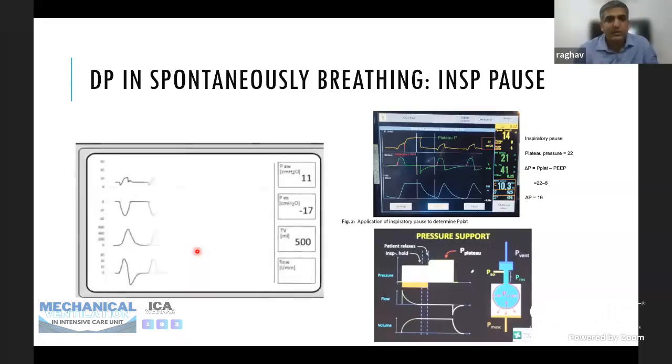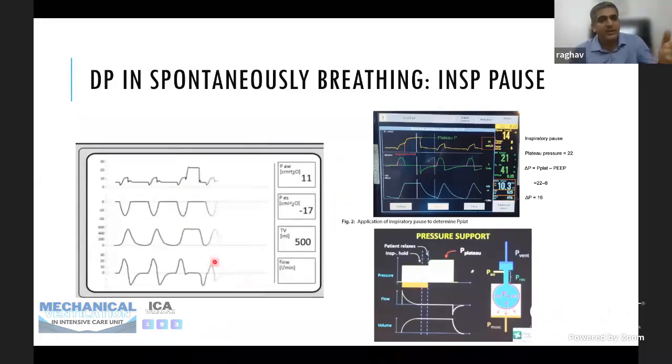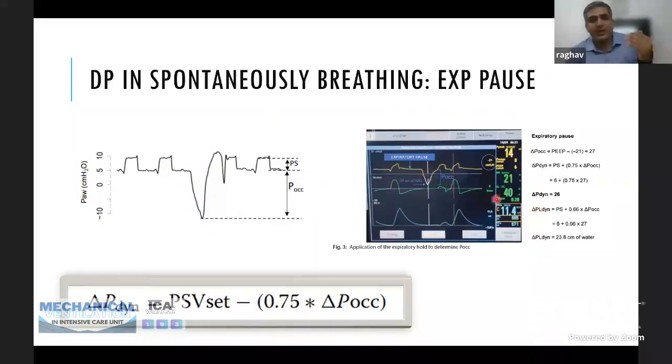As we can see in this video, the patient is ventilated on pressure support mode, and an inspiratory hold is applied. As soon as the inspiratory hold is applied, the patient relaxes and stops exerting negative inspiratory pressure, and we get a true plateau pressure in this patient. When we applied this to our patient, our true plateau pressure was around 22 and our driving pressure was 16.